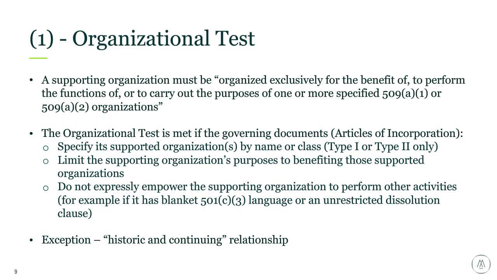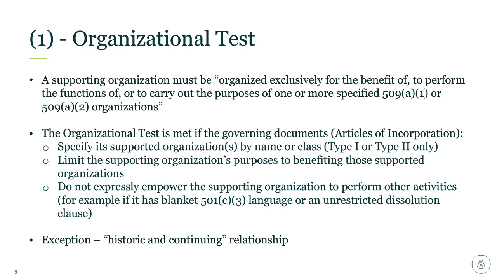All right, now going a bit deeper into each of the 4 tests required of supporting organizations we outlined. The first one we're going to take a deeper look into is the organizational test. All types of supporting organizations must satisfy the organizational test. The regulations explain that the supporting organization will only meet the organizational test, which is the requirement that it be organized exclusively for the benefit of, or to perform the functions of, or to carry out the purposes of one or more specified public charities, if its governing documents meet certain requirements.